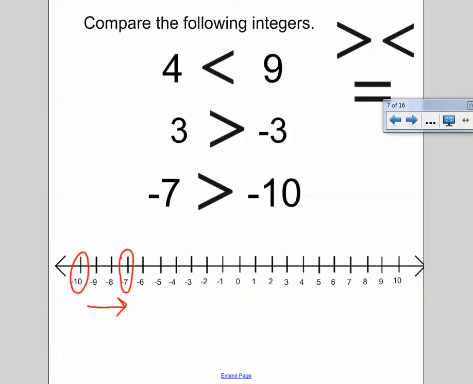I like to sometimes think about it in terms of money. Is it better to owe somebody $7 or to owe somebody $10? You owe less money if you owe them $7, so negative 7 is actually a greater amount of money for you than negative 10 would be. So again, just think about a number line to figure out which one's bigger and smaller. You should have these 3 problems written on your notes paper now with all of the correct answers.